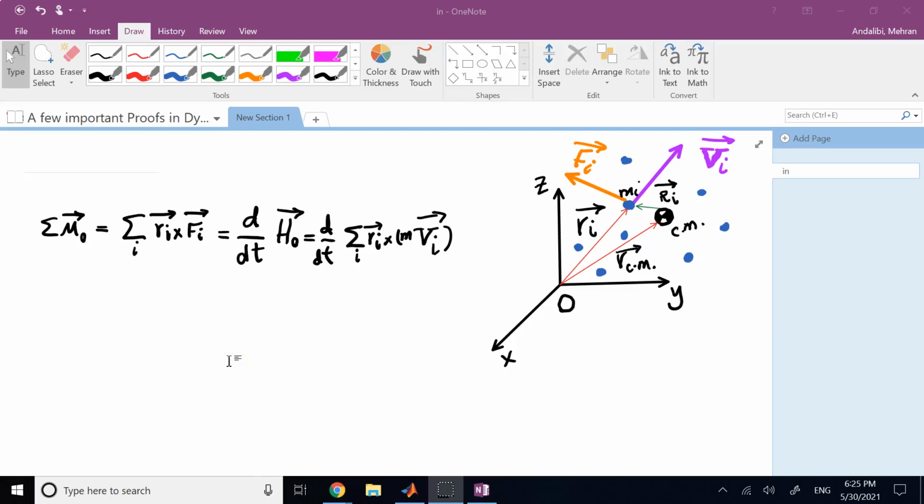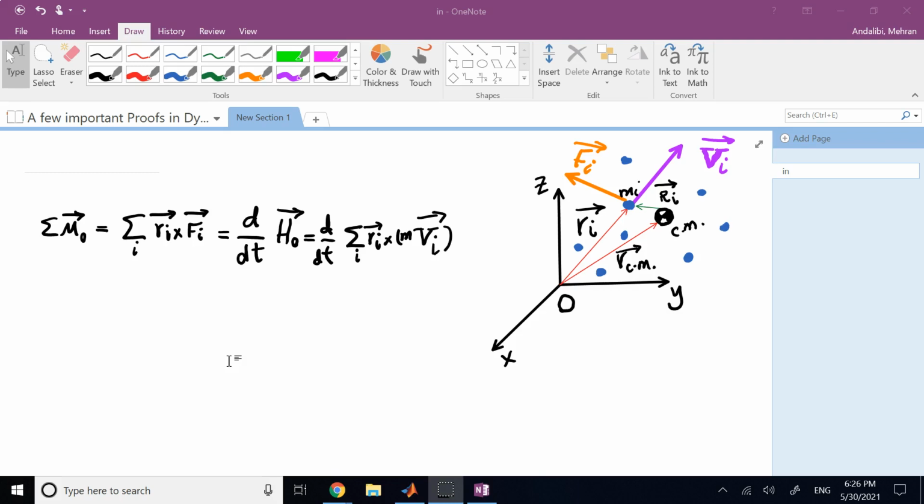Hello, everyone. Today we are going to look at the proofs for three important formulas that we have for rigid bodies when we use the principle of moment and angular momentum. If you remember in the rigid body, I have shown you that first, instead of a rigid body, we focus on a system of particles.